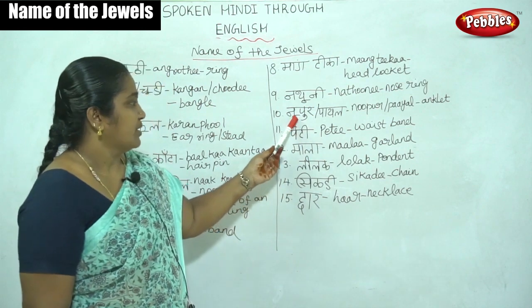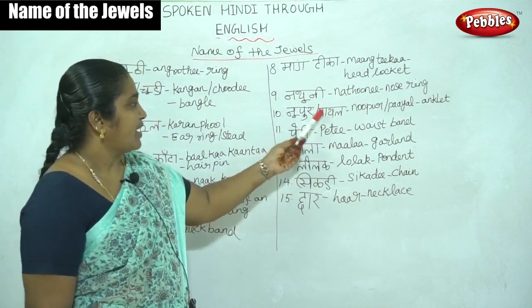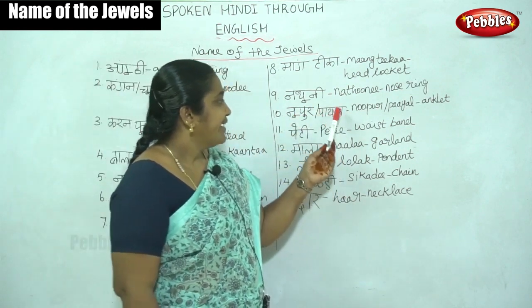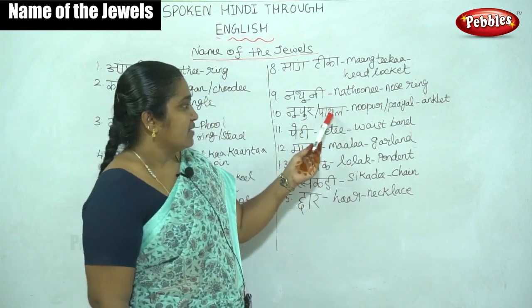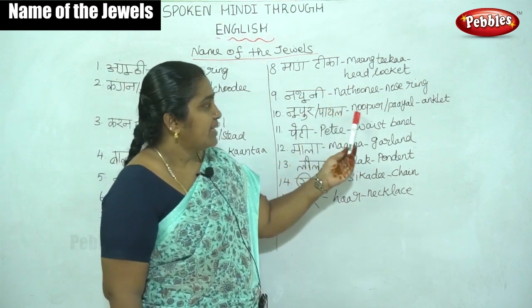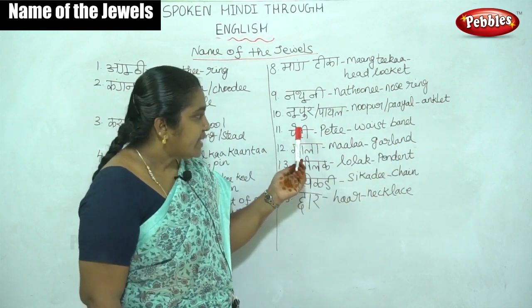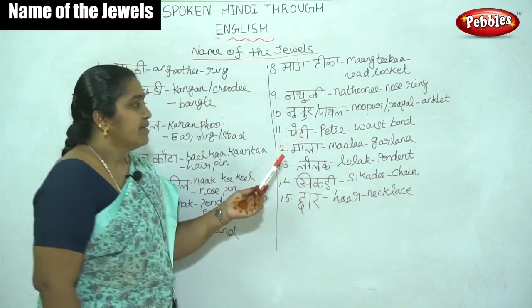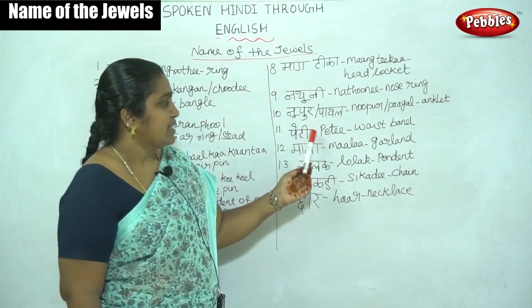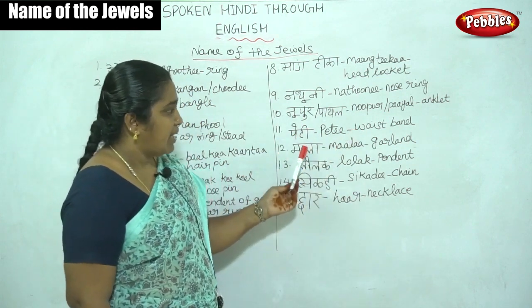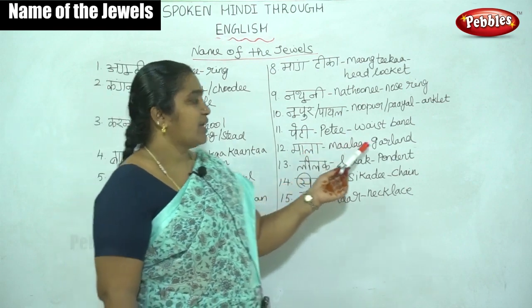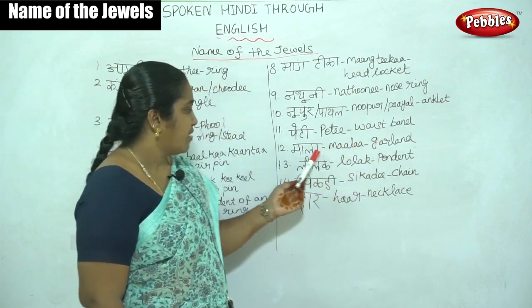Then nupur, payal. These words also we can hear in the cine songs. Nupur, payal is an anklet. Then peti. Peti is a waistband. Then mala. Mala is a garland.